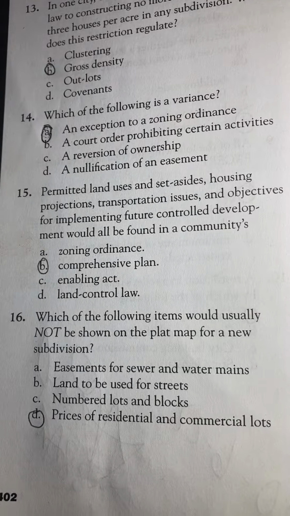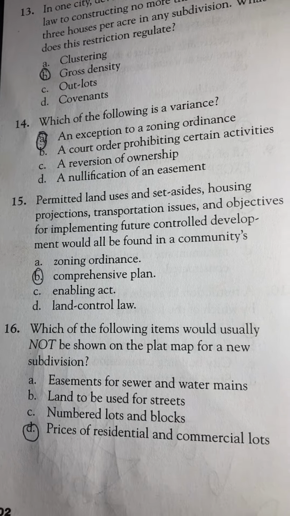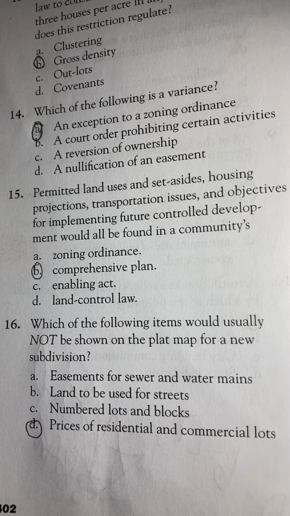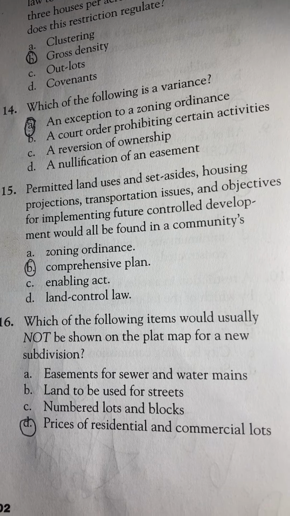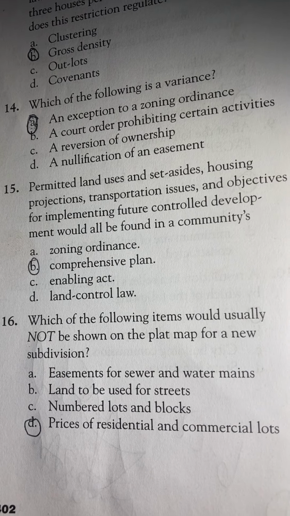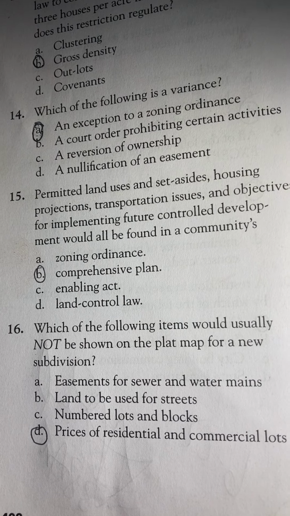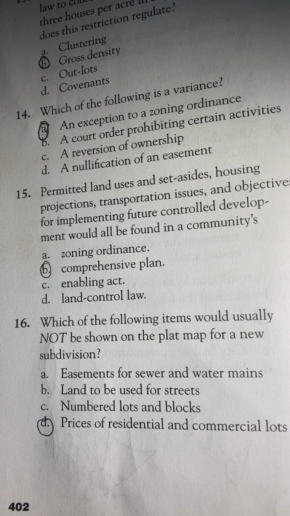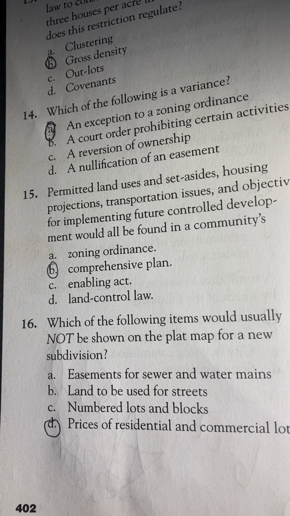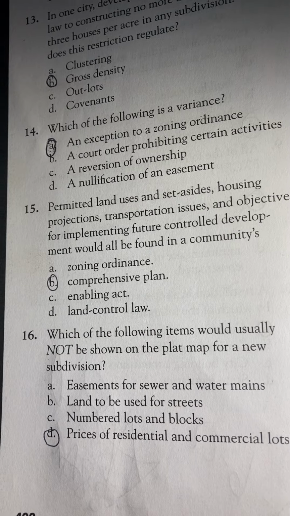Number 16. Which of the following items would usually not be shown on the plat map for a new subdivision? A. Easements for sewer and water mains. B. Land to be used for streets. C. Numbered lots and blocks. Or D. Prices of residential and commercial lots. The answer is D. Prices of residential and commercial lots.